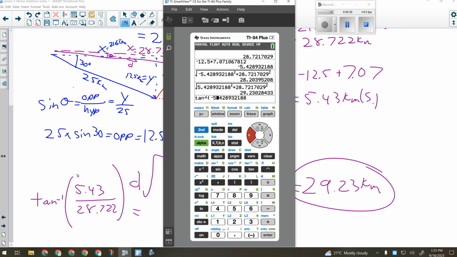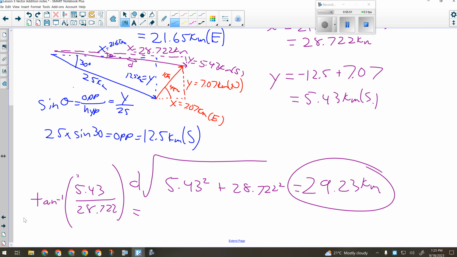But I don't want the negative. Okay, so I'm getting 10.7 degrees, which kind of fits with my diagram. It was a pretty small angle. 10.7 degrees south of east. Okay. Could I have the complementary angle there? Could I also have 79.3 degrees east of south? That would be fine too.